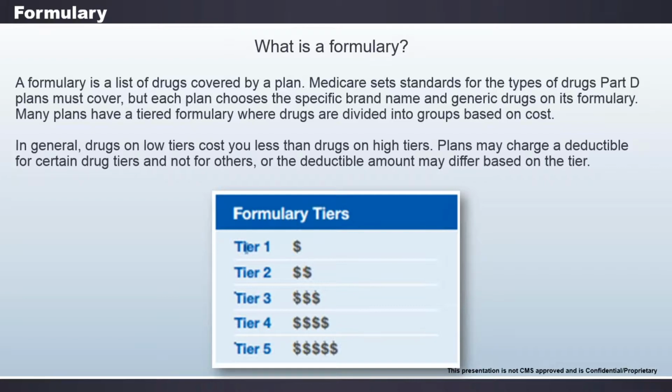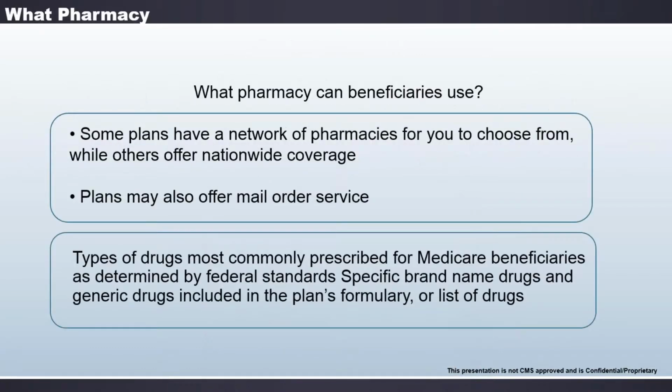So I tried to put a little idea here of what it looks like. Tier 1 is much cheaper in regards to cost, whereas tier 5 is much higher, more expensive. In general, drugs on lower tiers cost the customer less than the higher tiers. Plans charge deductibles for certain drug tiers and maybe not for others, or the deductible may differ based on the different tier. So I wanted to cover that a little bit because I do talk briefly about the formulary lists.